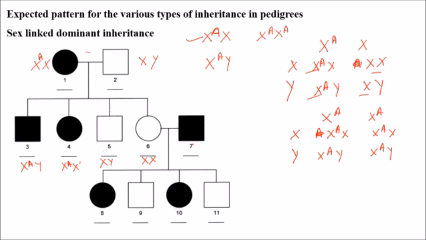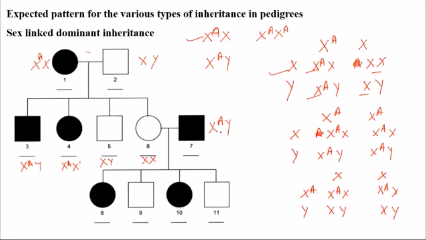Now move to the next point. What will happen when the male is affected? It means the male is affected and the female is not affected. It means the female has the normal XX, as we have also predicted from this cross. And as the male is affected, the male will have the genotype XAY. So when we cross these two, we will have XAX, XAX, XY normal, XY normal.